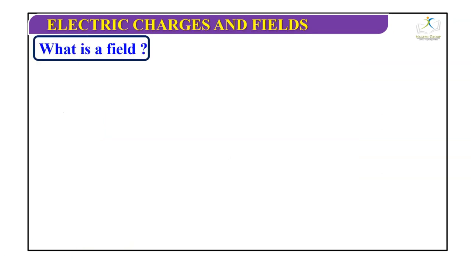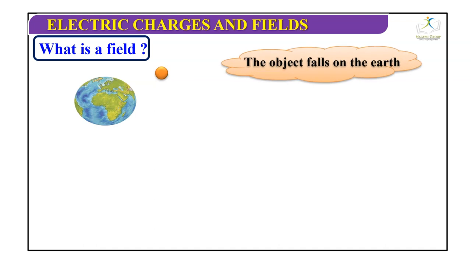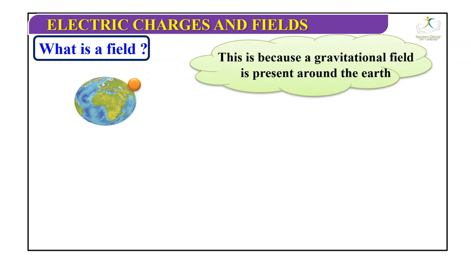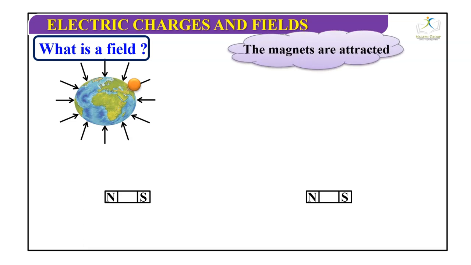What is a field? In earlier knowledge, we saw that if we take the earth, the earth attracts a ball. That means any body will be attracted by the earth because of the gravitational field. And if we take a magnet, the magnet will attract or repel things. The reason is the magnetic field.